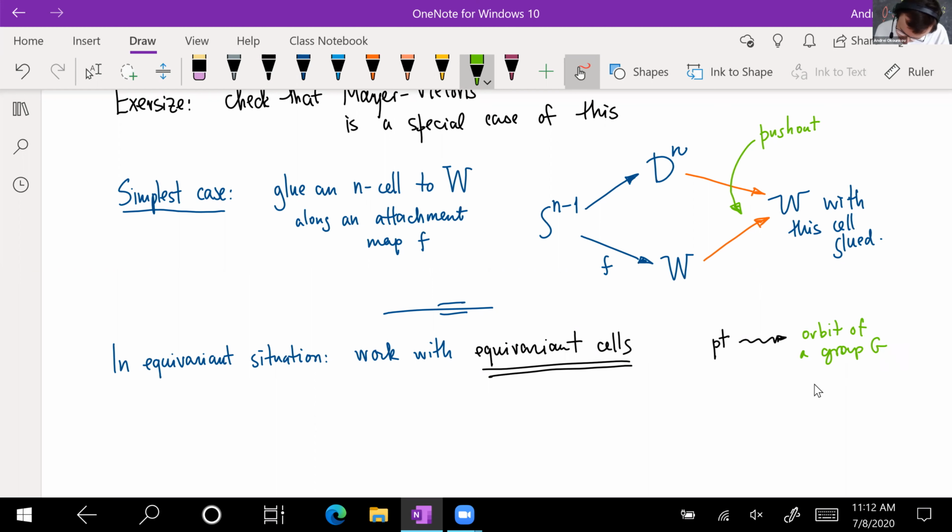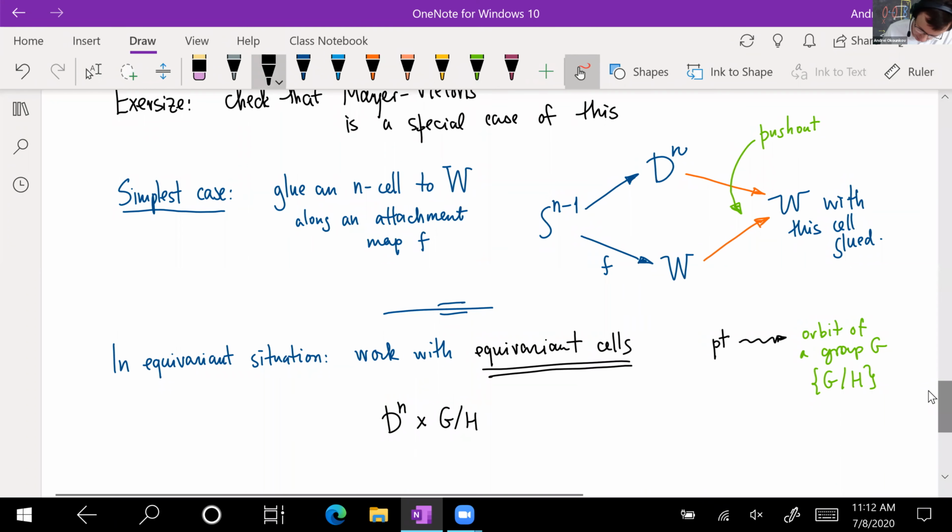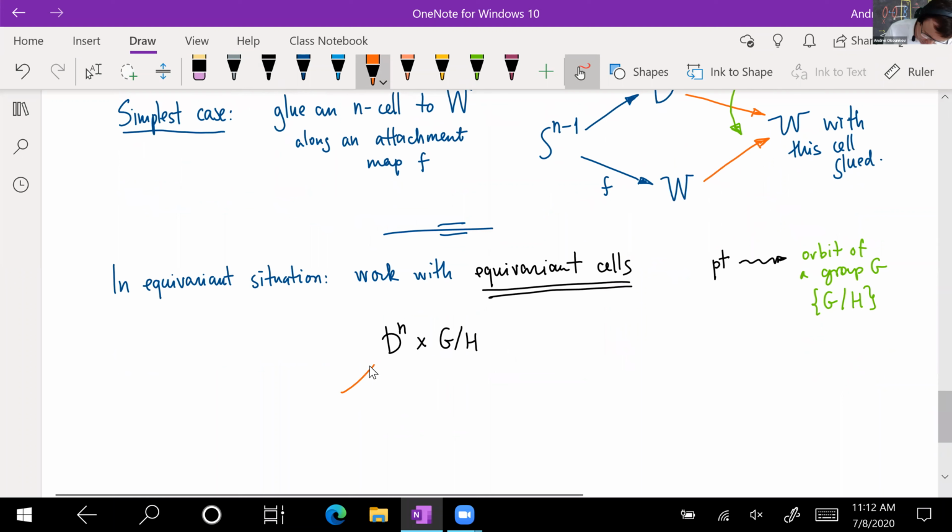And so there are many of them. There's a choice: take any subgroup, and its orbit. And so then the equivariant cells have the form D^n cross some orbit G/H, where here the group acts trivially, and here it acts as it acts. And so then the attachment maps are equivariant maps.